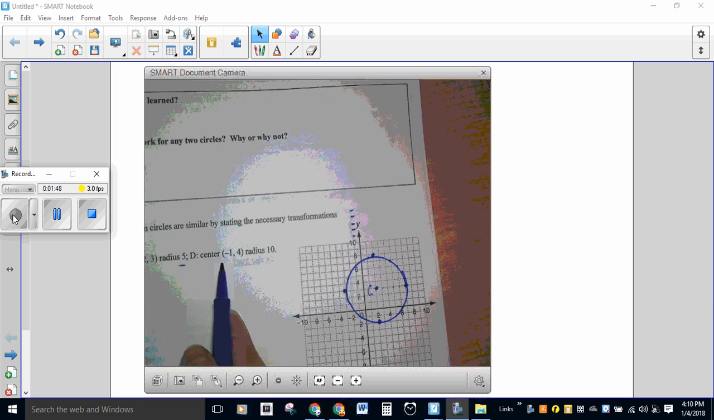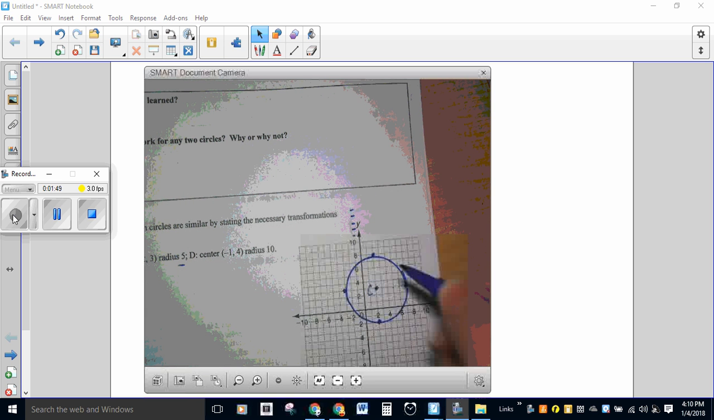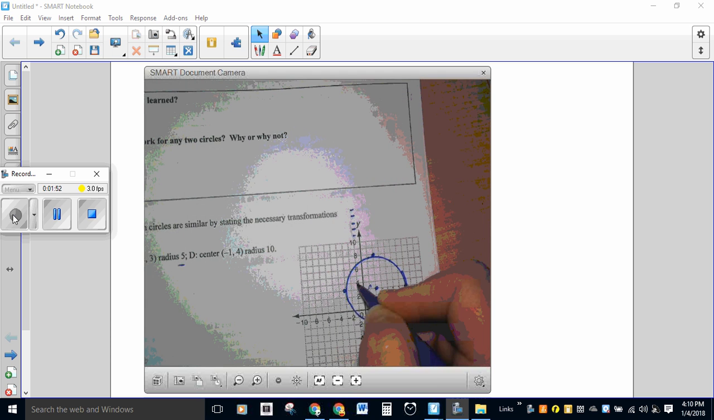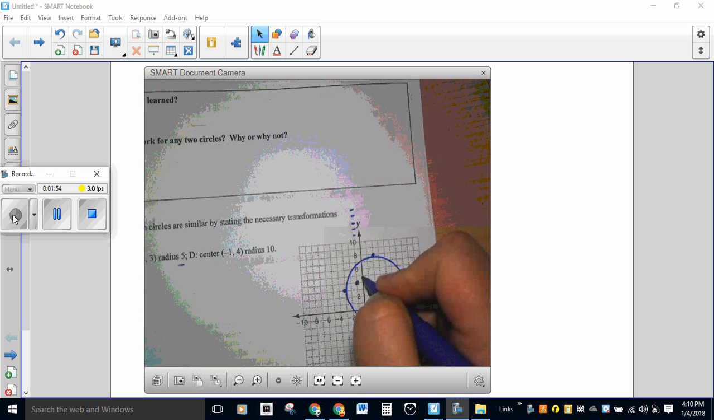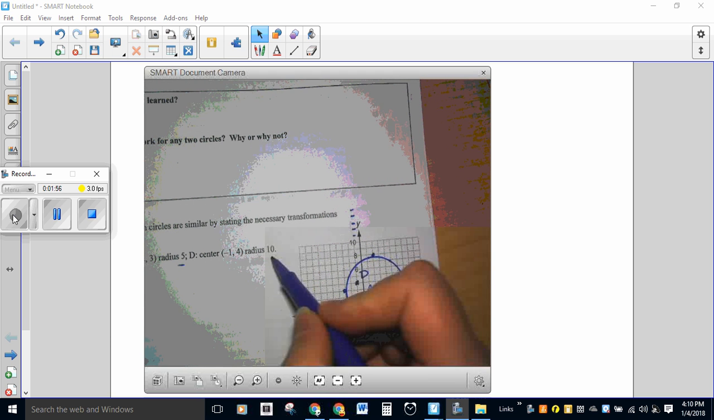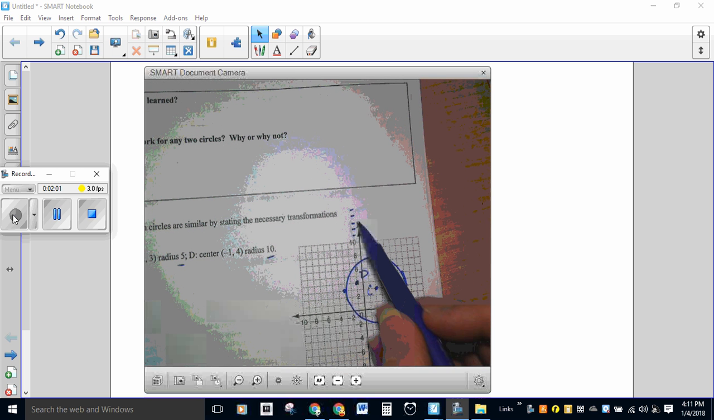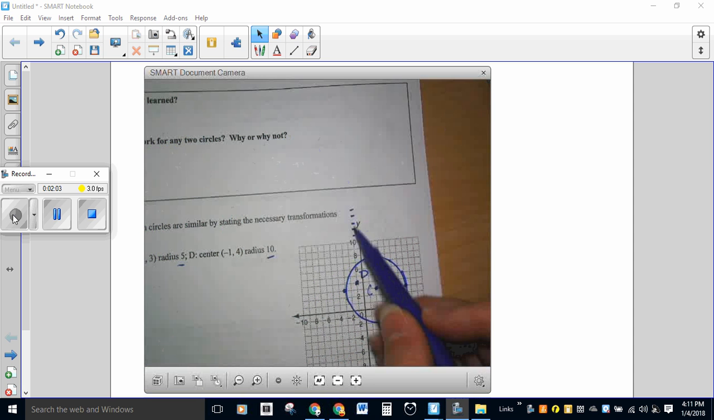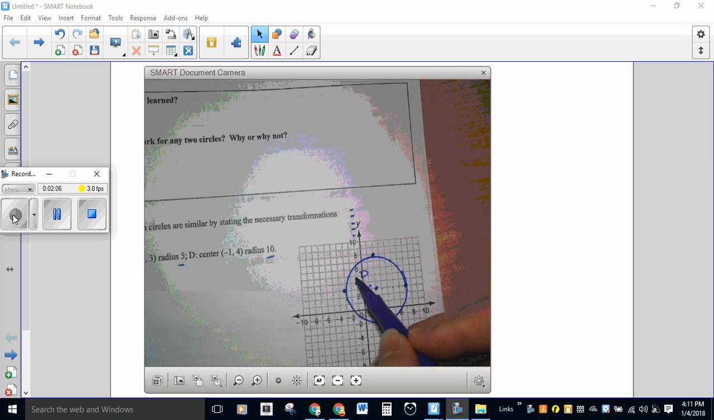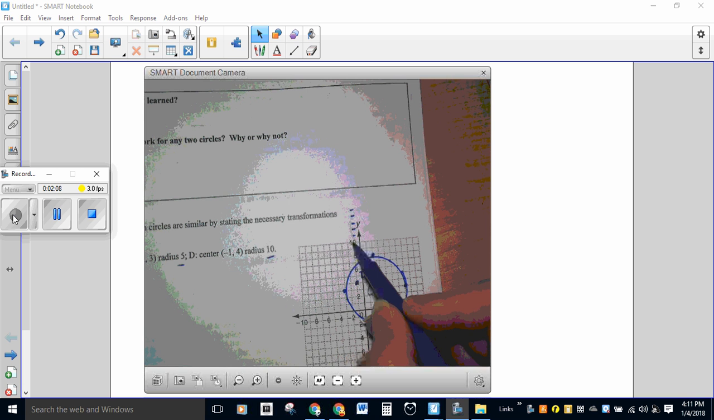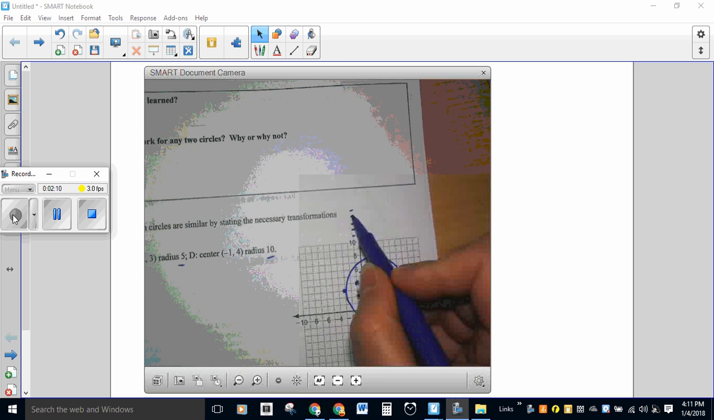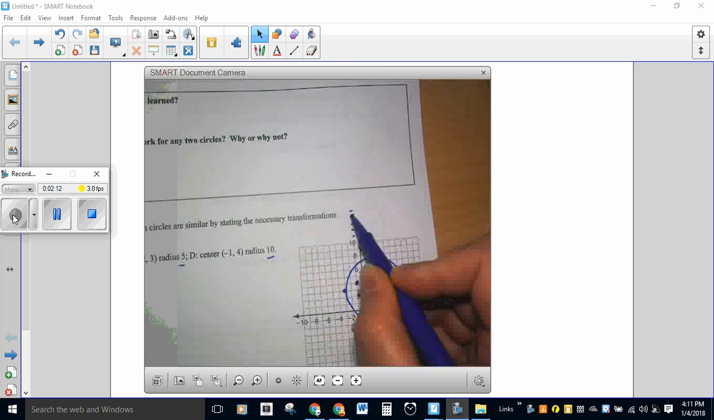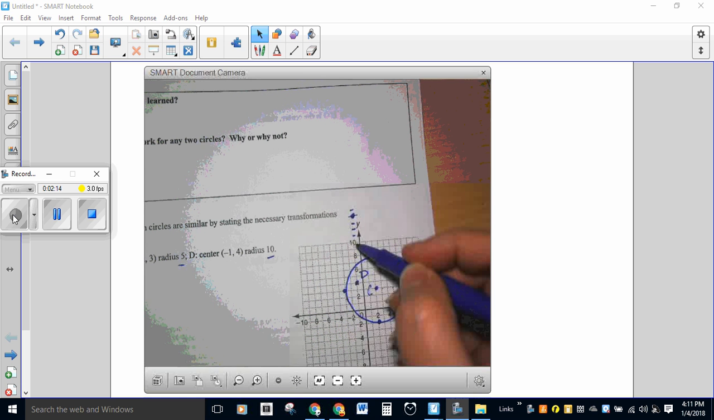Then we're going to plot our second circle, which is circle D. Its center is at -1, 4. So we go over to the left 1 and up 4. That'll be point D. Now, because the radius is 10, I'm going to have to add some above it, because when I count 1, 2, 3, 4, 5, 6, 7, 8, 9, 10, I just took the ruler part of my compass and measured and counted off.